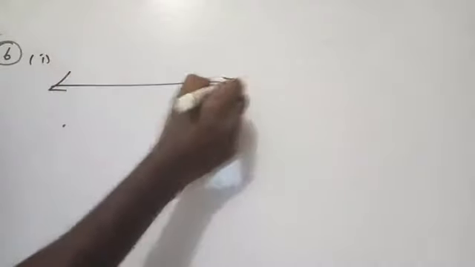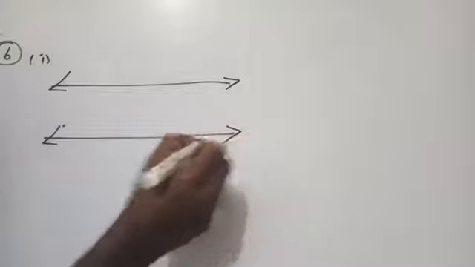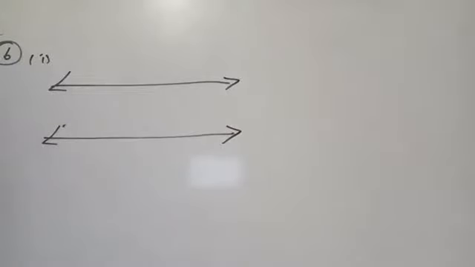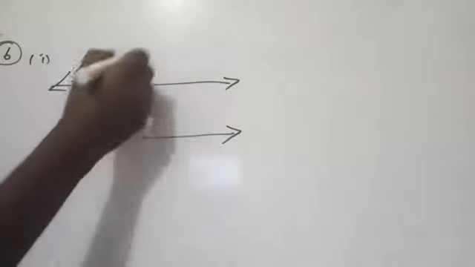Yes, now look at question number 6. Here the diagram is given and some angles are given. You have to decide whether the given two lines are parallel or not. In the first question, we don't know whether these two lines are parallel or not. So by using a property, we are going to decide whether the given two lines are parallel or not.